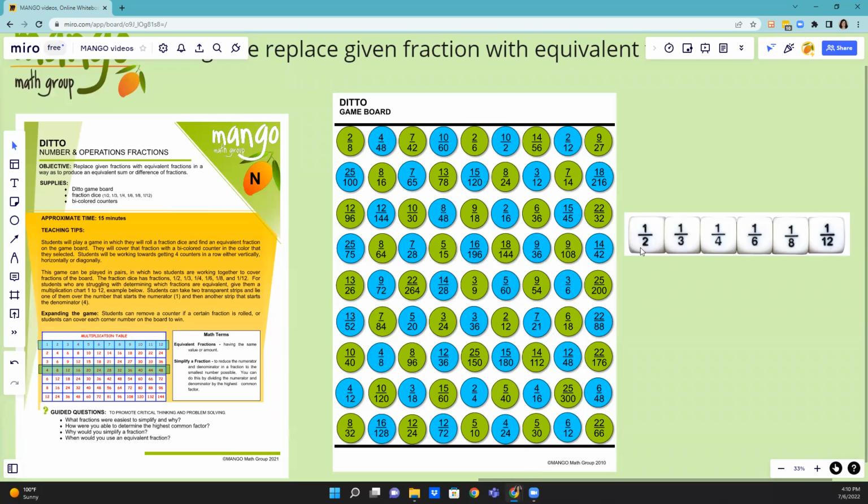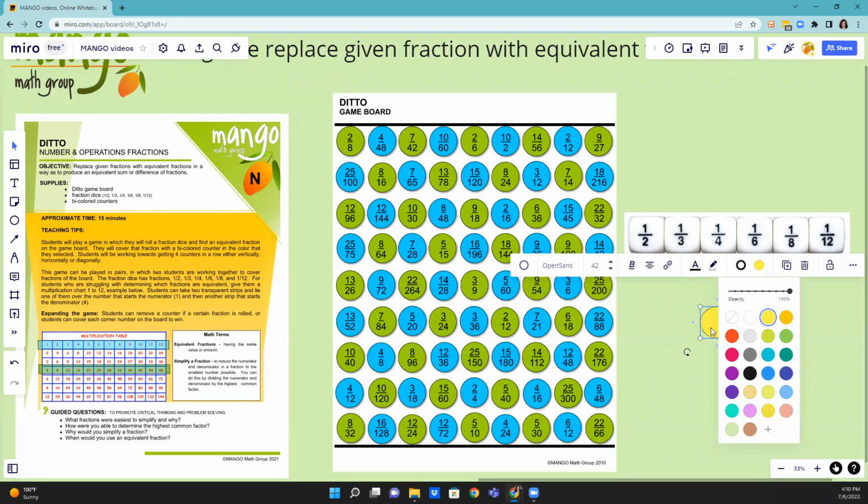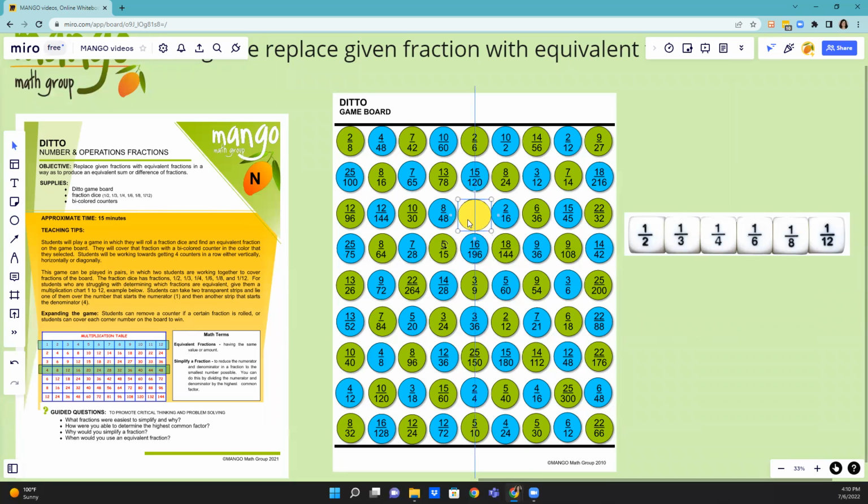So students will have counters in which, once they find a fraction that is equivalent to the number that they rolled on the dice, they are going to cover it with their counter. And they're working to get 4 in a row.